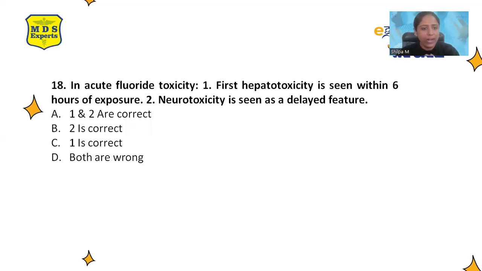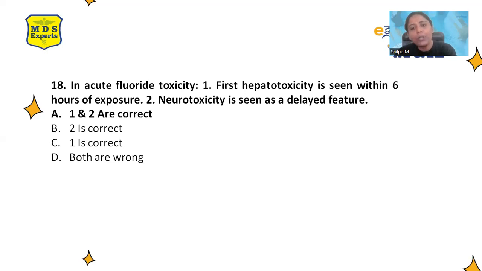Next question on fluoride. Specifically, we'll look into fluoride toxicity and acute fluoride toxicity. They have two statements here. First, hepatotoxicity is seen within 6 hours. Second, neurotoxicity is a delayed feature. So whether both of these are right or wrong is the question. We know that yes, both are right. The answer is choice A. 1 and 2 are correct.